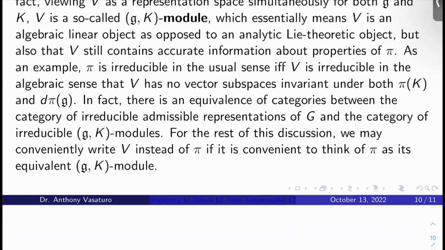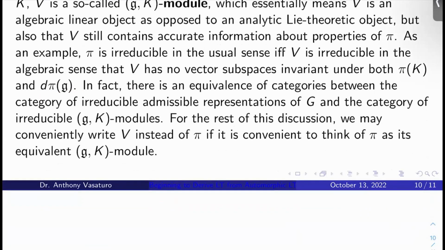In fact, more is true though. There's an equivalence of categories even between the category of irreducible admissible representations of G and the category of irreducible (𝔤,K)-modules. And so all this is really to say that for the rest of the discussion that we're about to have over the next couple of videos, we can conveniently just write V instead of π if it's convenient to think of π as its equivalent (𝔤,K)-module. And the reason for that is this equivalence of categories and the fact that a lot of the algebraic properties translate to representation theoretic properties.